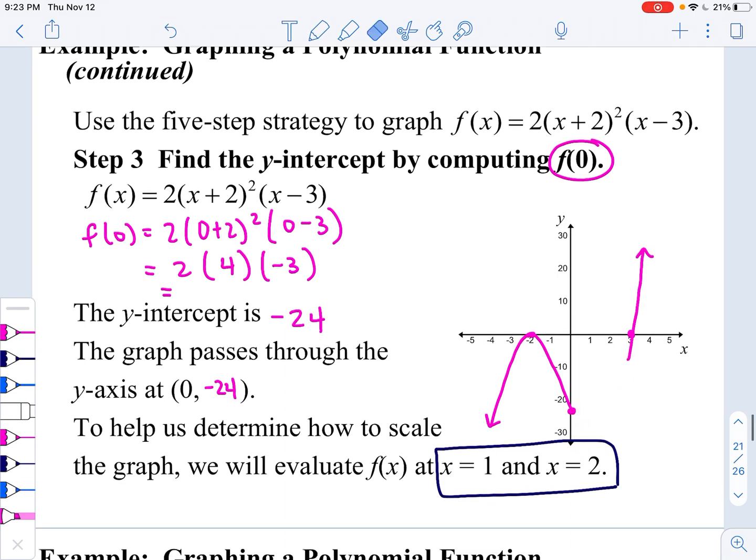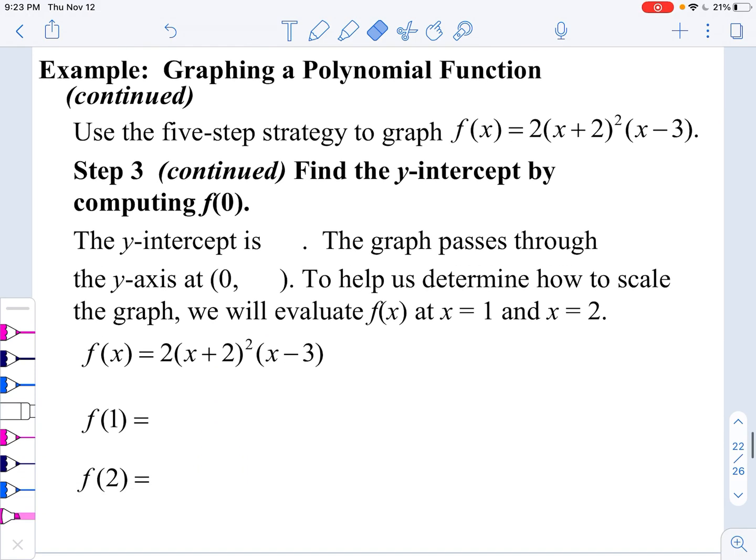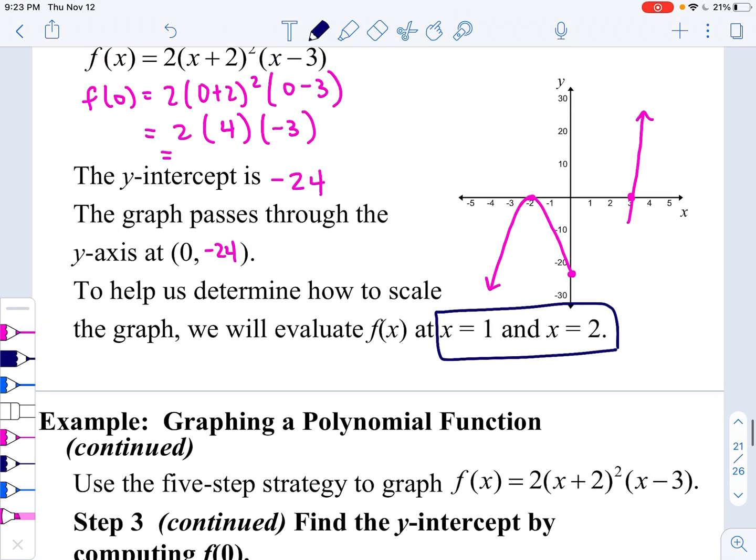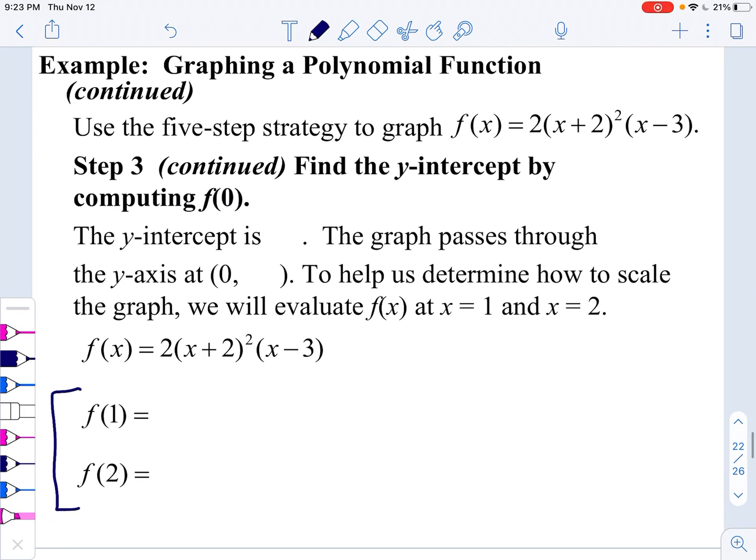Okay. What we're going to do then is evaluate 2 points. We're going to evaluate 1 and 2. And why 1 and 2? Because we already know what happens at x equal to 0, and we already know what happens at x equal to 3. So 1 and 2 naturally are just between those 2 points. So let's evaluate what those are.